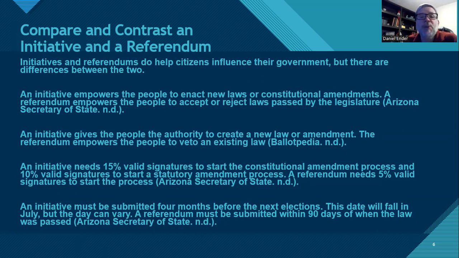Initiative gives the people the authority to create a new law or amendment. The referendum empowers the people to veto an existing law. Initiative needs 15% valid signatures to start the constitutional amendment process and 10% valid signatures to start the statutory amendment process. A referendum needs 5% valid signatures to start the process.